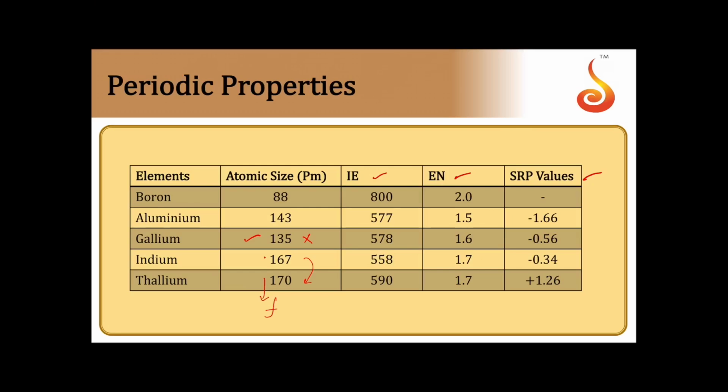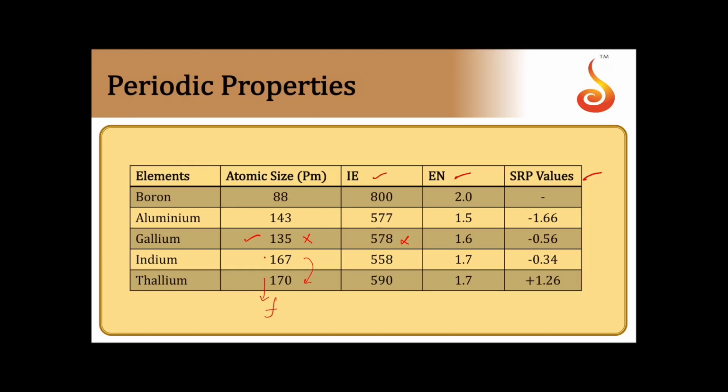Next property is ionization energy. Ionization energy decreases down the group. Again, you can see boron to aluminum is decreasing. Gallium has slightly more than aluminum. The reason is the same here: gallium has more nuclear charge. Hence the IP value is more for gallium.